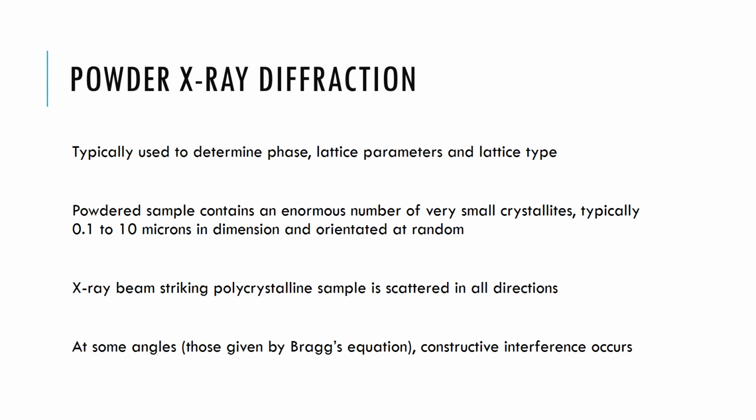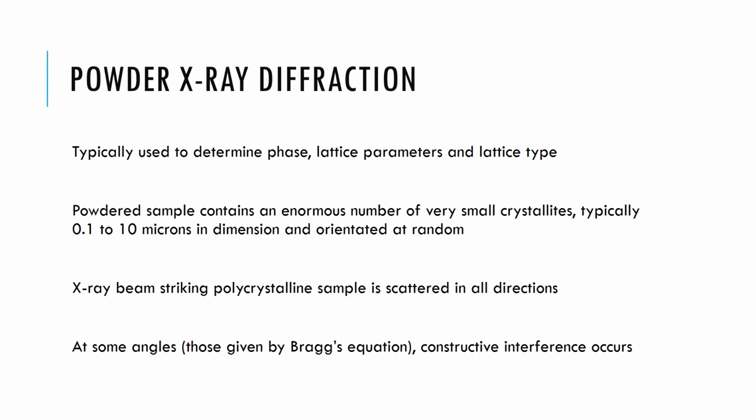Now, powder X-ray diffraction is typically used to determine lattice parameters. So we're talking about unit cell parameters here, bond lengths and that kind of thing, and lattice type. We can look at the peaks and very easily work out the kind of lattice that we have. And that powdered sample is not just one single crystal. It's a collection of a very large number of small crystallites.